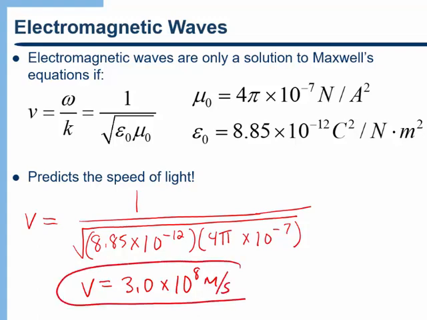So think about this. Maxwell was not only able to predict that electromagnetic waves should exist, but he was able to predict the speed. And we now know, of course, that he was right.